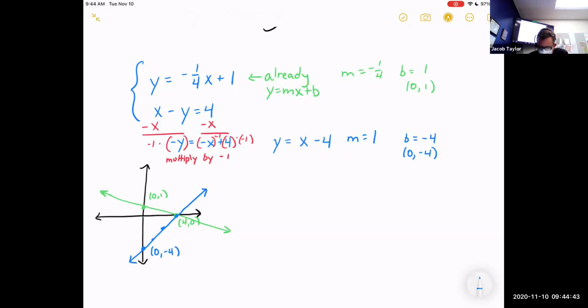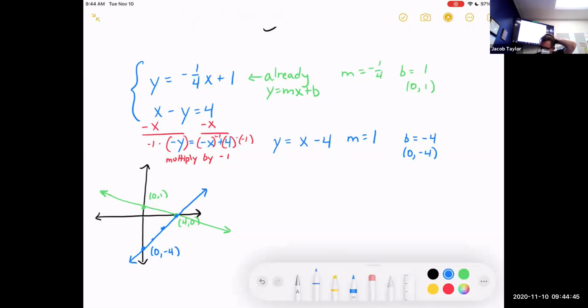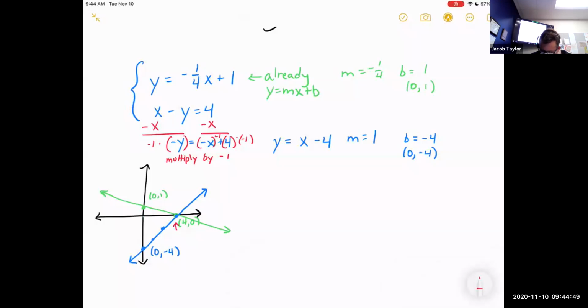So it looks, from my incredibly rough sketch, like the solution is 4, 0. Keep in mind, this is not a super accurate sketch, but I think the solution might be 4, 0. I'm going to put a question mark there because I'm not sure. From my sketch, it sure looks like it's 4, 0.